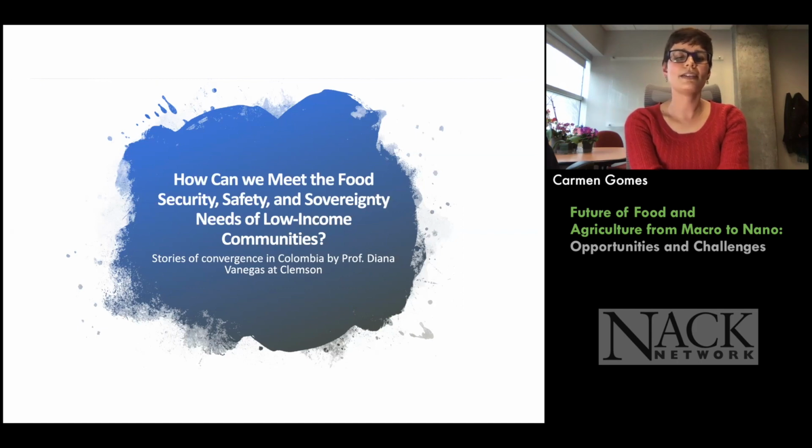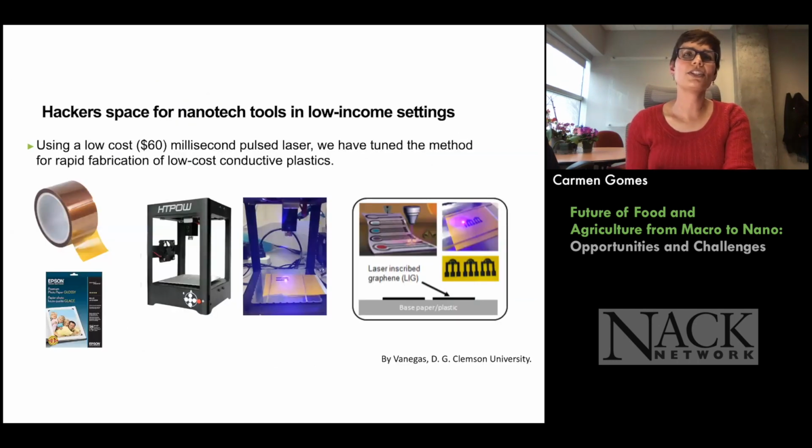And I guess that's my suggestion for a future speaker if you guys want to have somebody to describe that in more detail. But basically what she did is she used very cheap, easy, accessible technology to be able to create sensors in a low-income setting. So she went to Amazon and purchased a low-cost millisecond pulsed laser, and she was able to create sensors using a very rapid fabrication method.